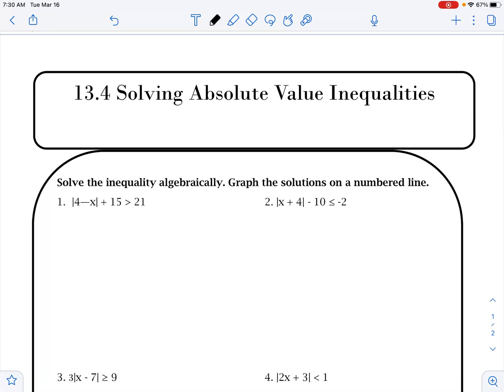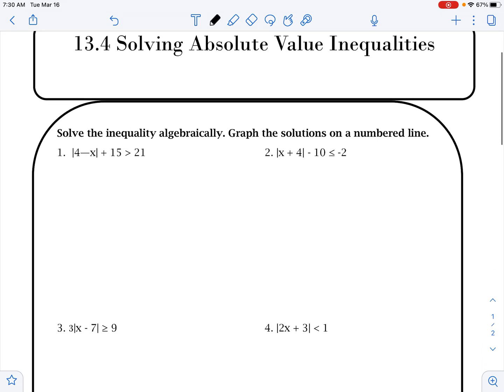So today we're going to go over solving and graphing absolute value inequalities. Just like we solved the absolute value equation by isolating our absolute value, we're going to do the same thing. So I'd subtract 15 from either side, and I'd have the absolute value of 4 minus x is greater than 6. So we isolate the absolute value.